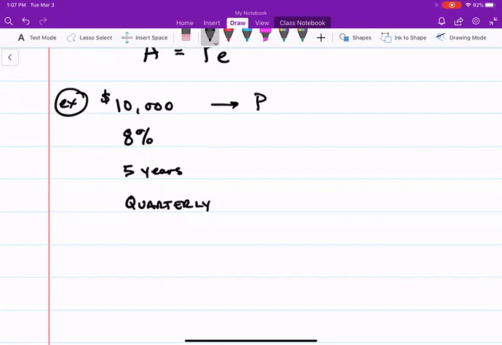Principal is usually the starting amount. Yep. 8% is my rate, but I'm not using 8%, I'm using 0.08. 5 years is my T, and Corley says what? N is equal to 4. Awesome. Let's plug it in.